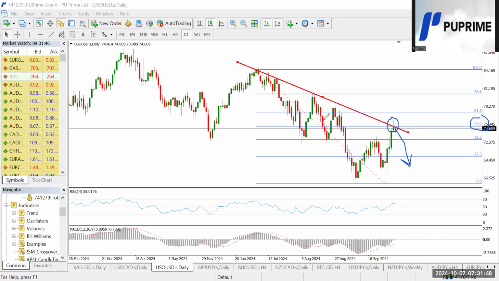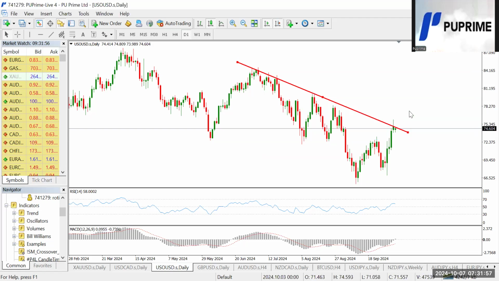So technically, I'm looking for an opportunity to sell the US oil on the daily time frame. I have three reasons for that. One, I have a rejection candle on the daily, I have a descending trend line on the daily, and I have price hitting Fibonacci 50 on the daily time frame.